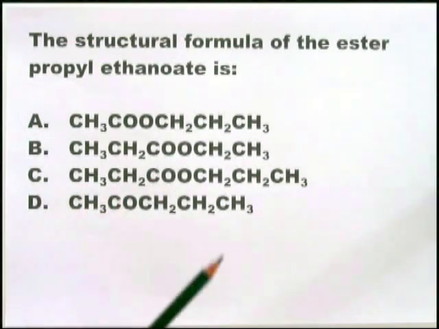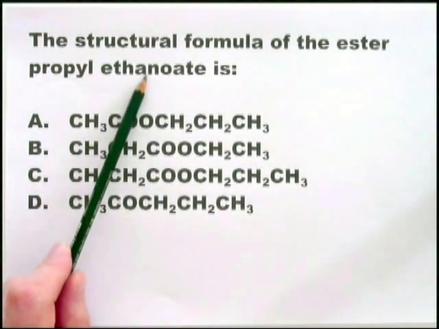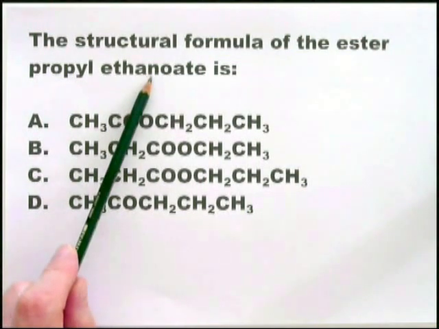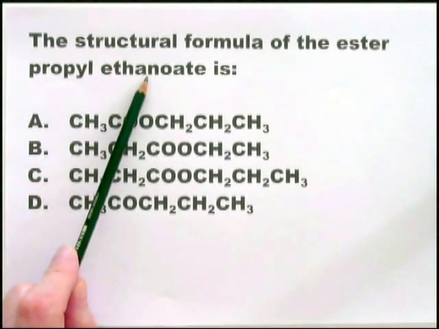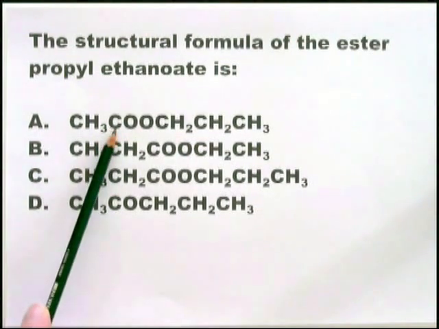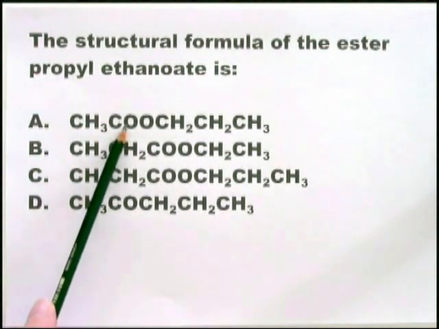Okay, so let's go back to ethanoate. Let's look at the acid part. The acid part is ethanoate. Ethanoate means 2 carbon atoms. So as soon as you're looking for the acid part, you're looking at the C, the first C, C-O-O.